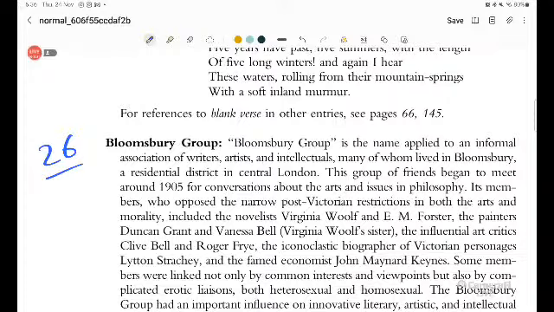नेक्स्ट है ब्लूम्सबरी ग्रुप. The Bloomsbury Group is a name applied to an informal association of writers, artists, intellectuals, many of whom lived in Bloomsbury. ठीक है.